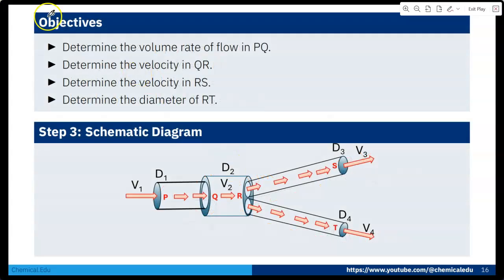Now our objective is to determine the volumetric flow rate in PQ. So we have to find that volumetric flow rate, then determine the velocity V2 in QR, then the velocity of RS, and then the diameter of RT. These are the objectives.